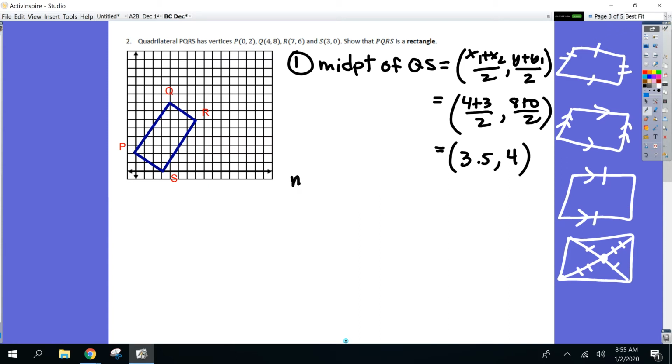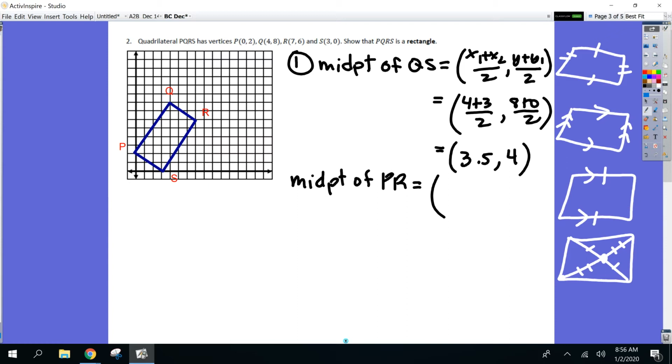Now I got to do it for PR. Show me the midpoint of PR. And let's cross our fingers that it comes out to be 3.5, 4. You got to show me the numbers. You can't just plug 3.5 comma 4 and assume it's equal.